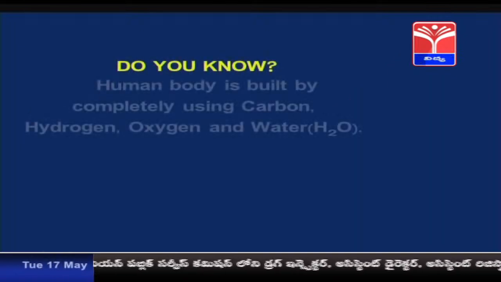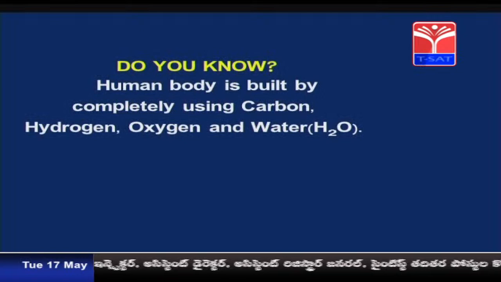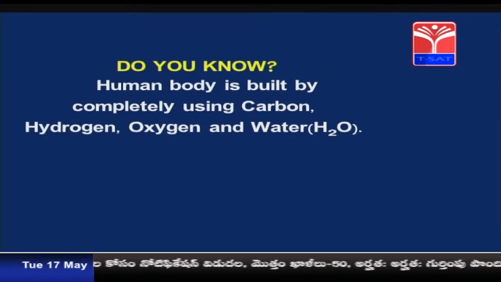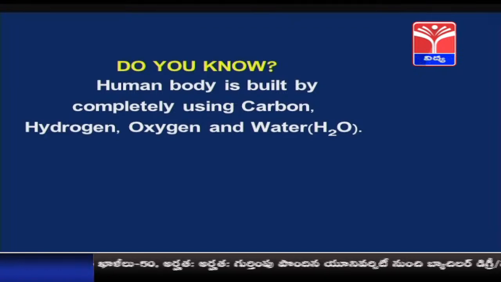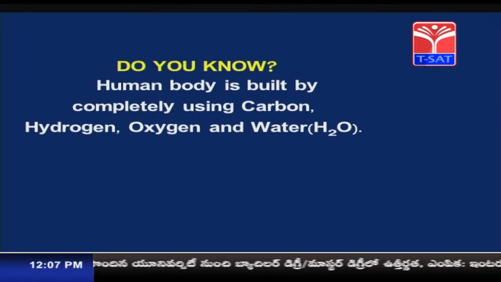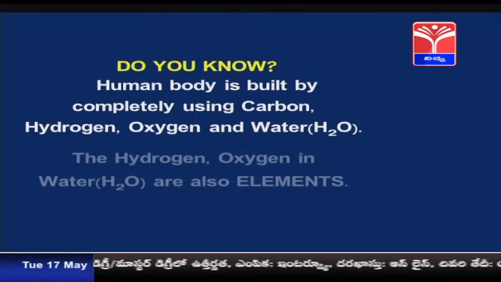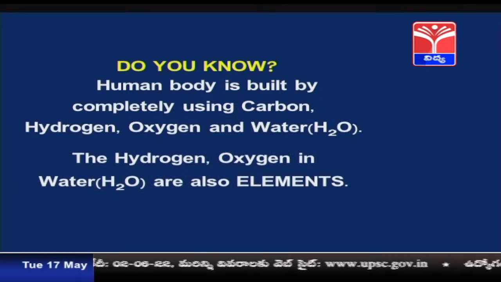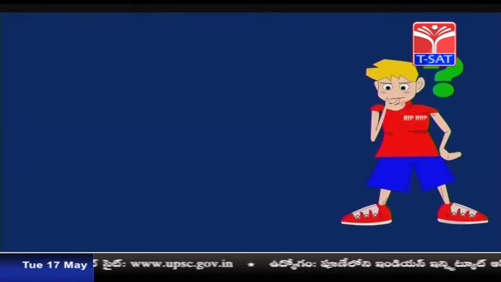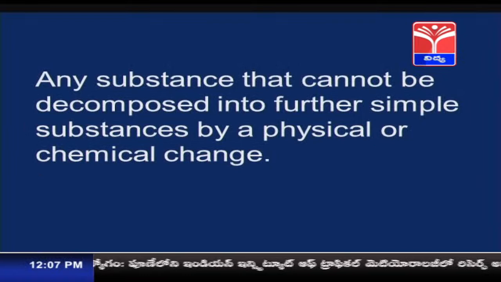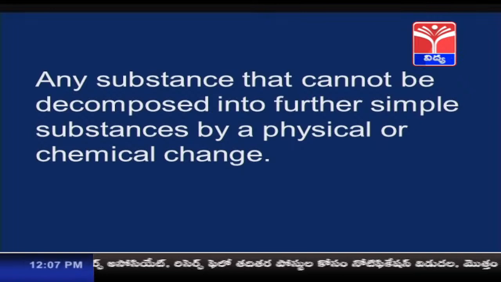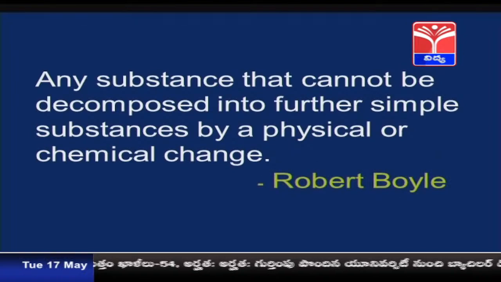Children, do you know our human body is built by using carbon, hydrogen, oxygen and water. Now, do you know what is the composition of water? Yes, it is H2O. H stands for hydrogen and O for oxygen. The hydrogen and oxygen in water are also elements. What is an element? Any substance that cannot be decomposed into further simple substances by a physical or chemical change is called an element. It is according to Robert Boyle.